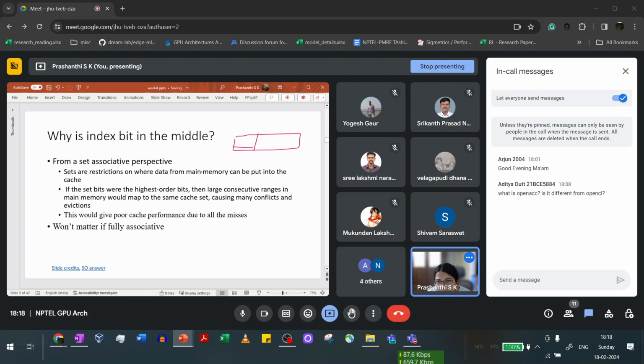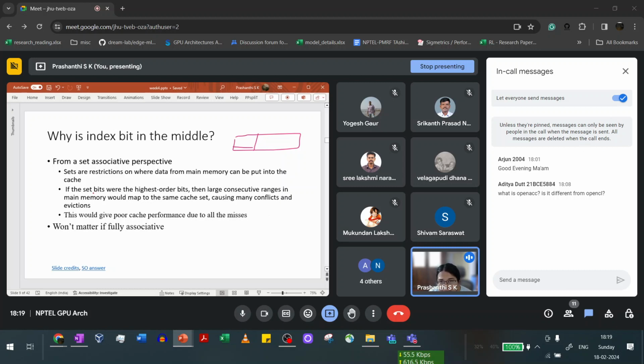Interestingly, this was something I wasn't really aware of before someone asked me this question, but when I looked it up, there is a reason for this. From a set associative perspective, you can think of a set as a restriction on where data from the main memory can be put into the cache. Remember in the previous week, we went through that bookshelf analogy, right? Given a book, you know which shelf it should go to.